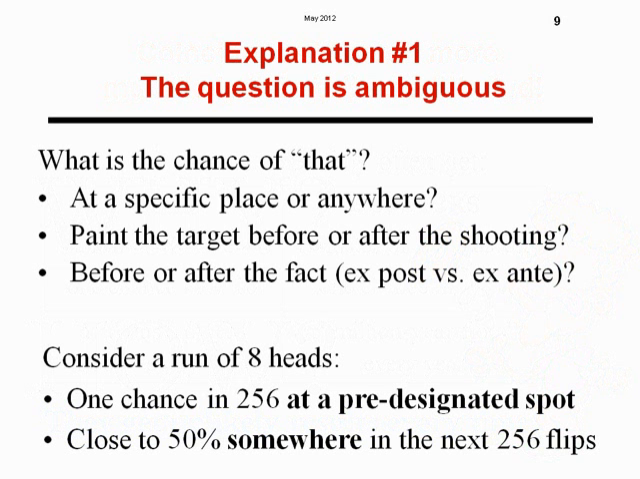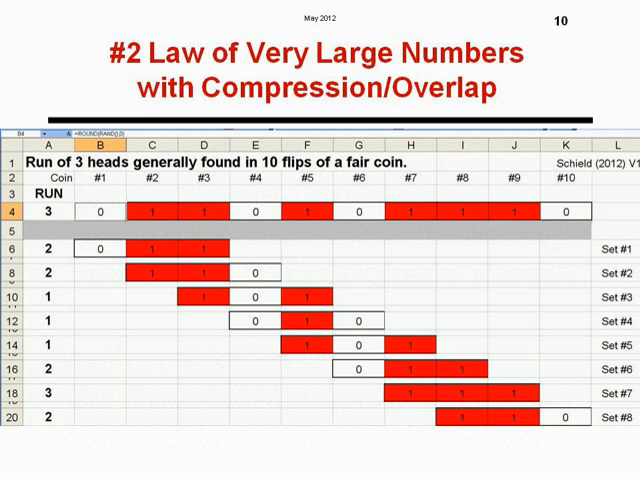Consider a run of 2 heads. What's the chance of that configuration repeating itself at the same place in the next try? 1 chance in 256. What's the chance of that configuration repeating itself anywhere in the next 256 flips? Close to 50%. The second reason is the law of large numbers. The unlikely is almost certain given enough tries.